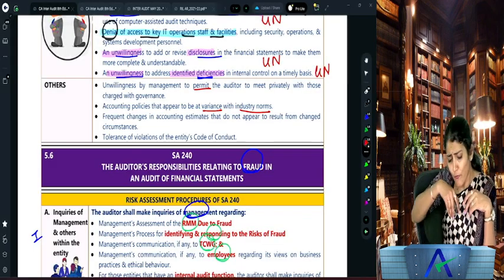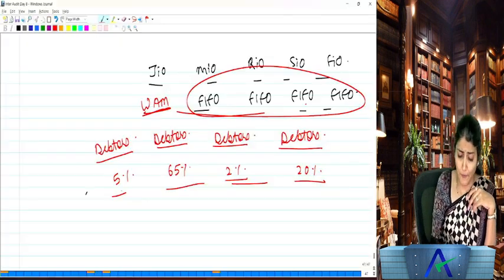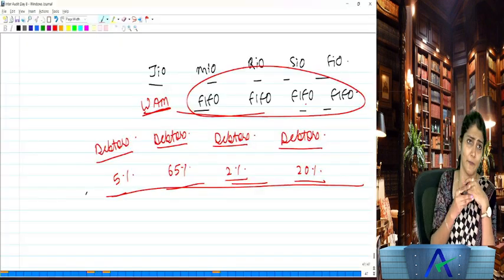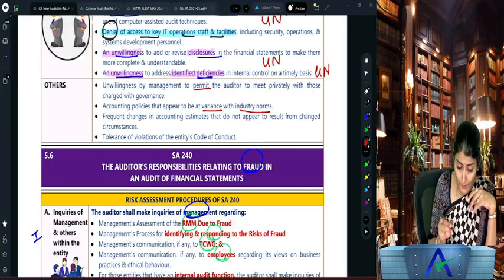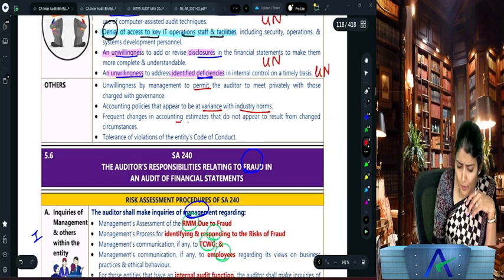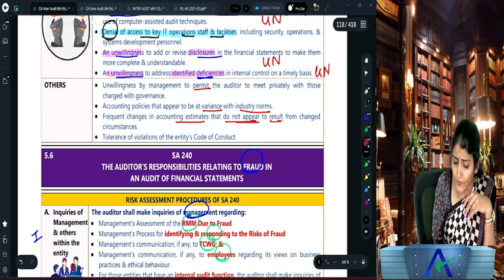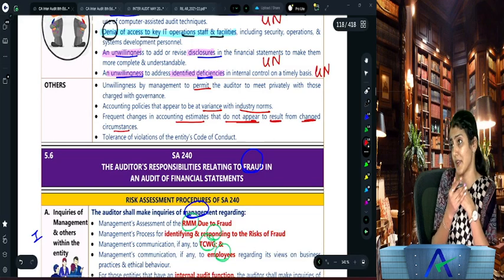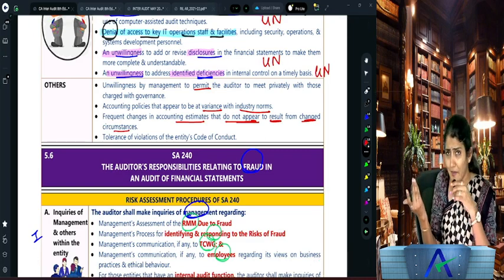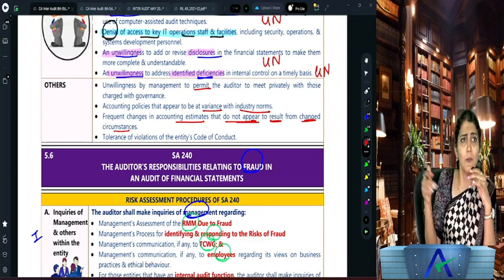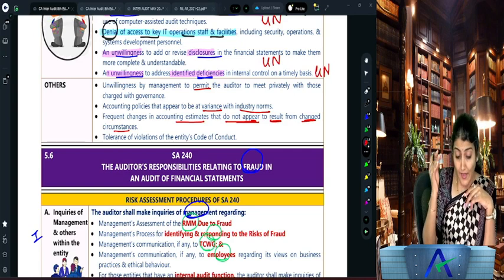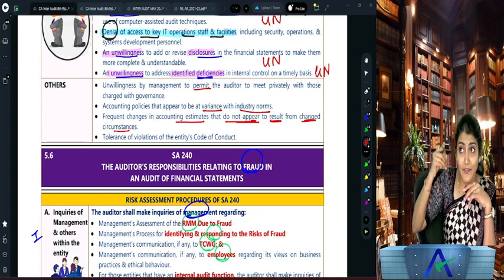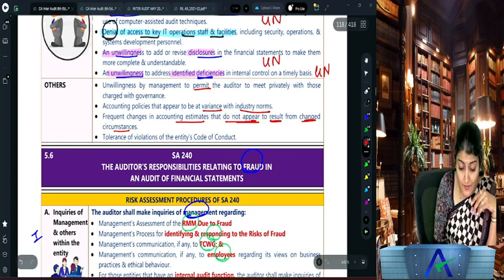Now the debtors are the same old people. They always pay on time, all good, genuine people. But what are you doing? Frequent changes in the accounting estimates that do not appear to result from changed circumstances. Is there any change in the debtor repayment ratio? Nothing. But you are changing your accounting estimate time and again. And then what did we say?